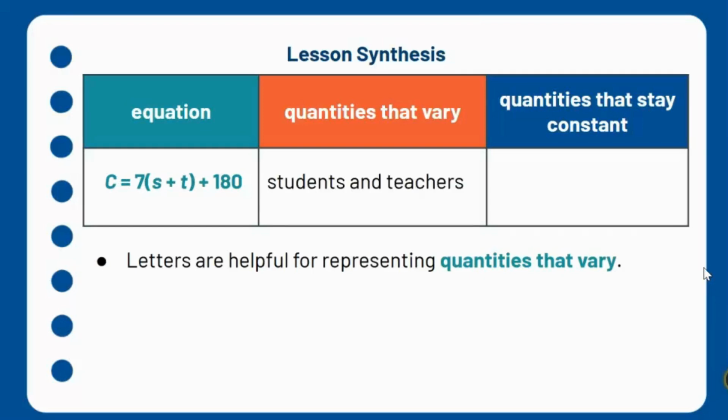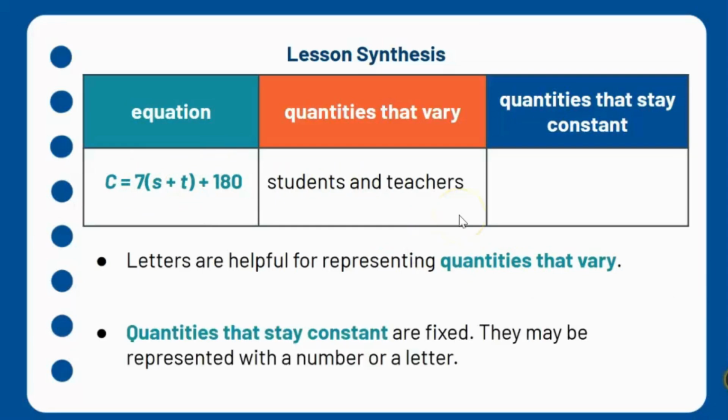In this situation, the quantities that vary are the number of students, represented by the letter S, and the number of teachers, represented by the letter T. Quantities that stay constant are fixed. They may be represented with a number or letter. What quantity remained constant for this equation, representing the cost of the field trip? The bus rental cost, $180, remained constant. The bus rental costs $180 regardless of how many students and teachers are going. In the next lesson, we will continue to develop our ability to identify, describe, and model relationships in mathematics.